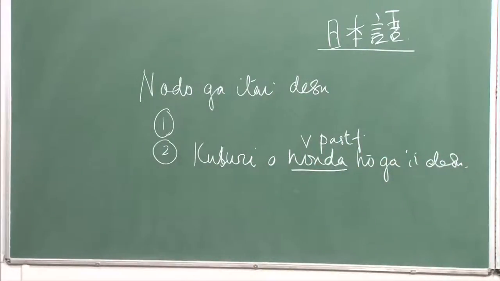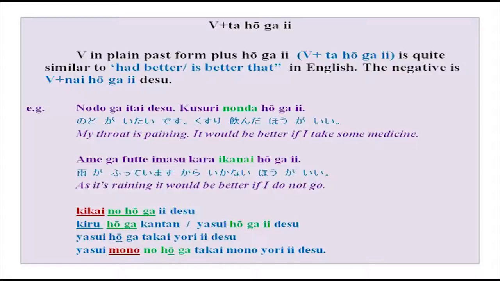Or you could also say onaka ga itai desu. You could say atama ga itai desu. Onaka ga itai desu. Well, kusuri o nonda hou ga ii desu. My throat is paining. It would be better if I take some medicine, or someone else could also be telling you to take some medicine. Ame ga futte imasu kara ikanai hou ga ii desu. When you should not do something, or it is better that you do not do that, that time negative verb plain form plus hou ga ii desu, as is given over here.